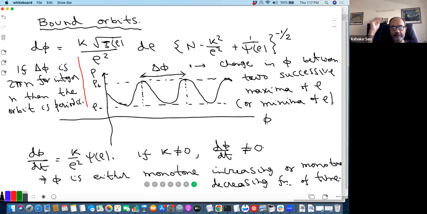And indeed, this is what happens in Newtonian gravity. The orbits are periodic, and that's because delta phi turns out to be a multiple of 2 pi. But we'll see that this is no longer going to be the case in Einstein's gravity. So our main task is to calculate this delta phi. How much does phi change between two successive peaks? Is this question clear?